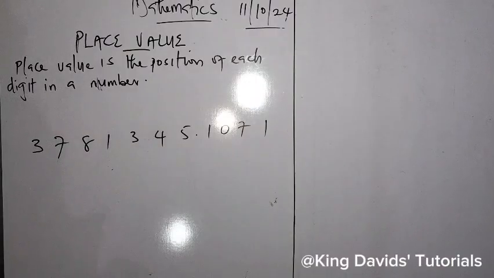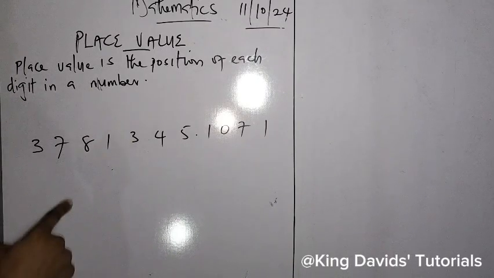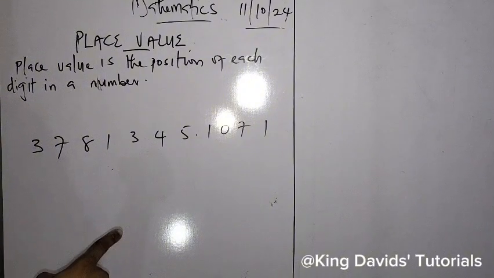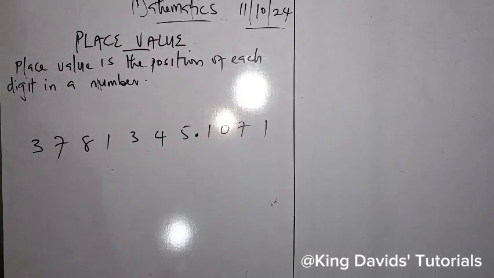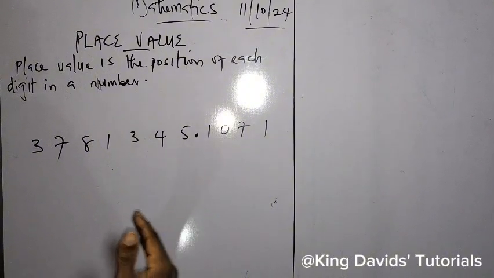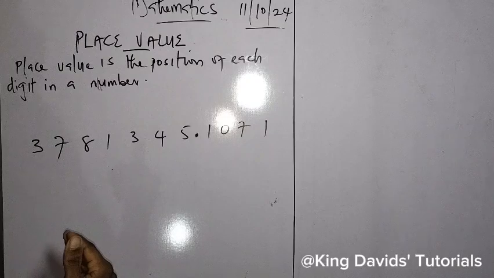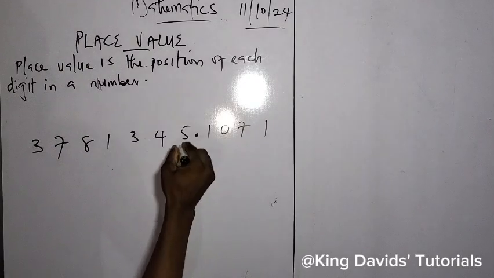We have this number on the board. Now please pay attention. Looking carefully into this number, we have something here called a decimal point. Now watch. The first number after the decimal point to the left is called the unit. It's called what? The unit.